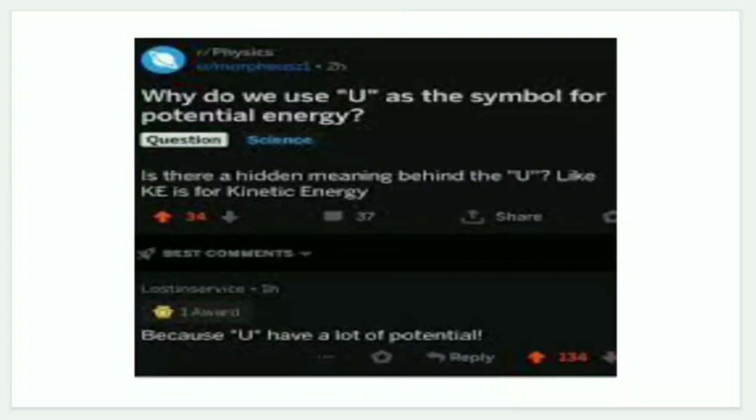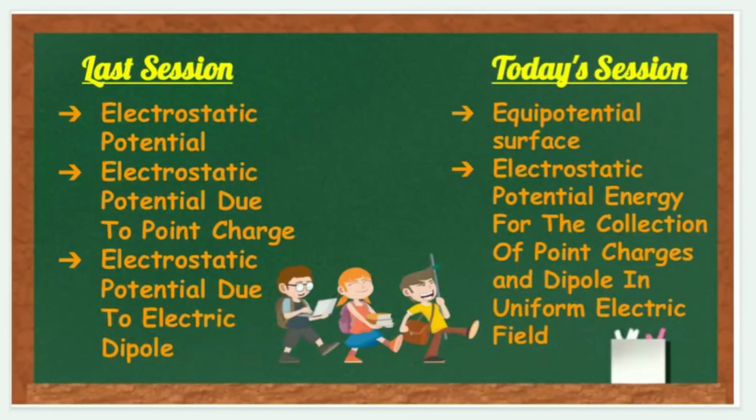I want to start this session with a small conversation between two people. The first one is asking, why do we use capital U as a symbol for potential energy? Is there a hidden meaning behind the capital U, like KE for kinetic energy? The second person is answering, because you have a lot of potential. So meaningful, no? Yes, you have a lot of potential. Bring it out, use it well. Shine like a star and don't let anyone ever dull your sparkle. Okay, children? So let us start today's session with this positive thought.